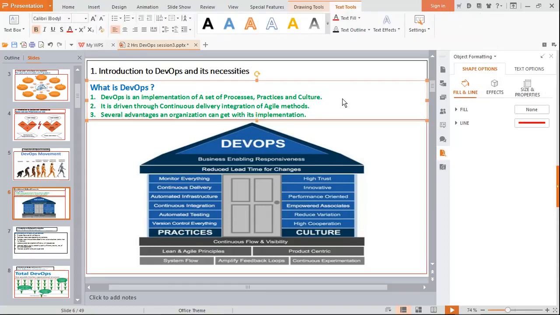How we have seen in the hut diagram, how we understood it, practices, culture, how DevOps can be there, how the process can be implemented within the DevOps, and what is the definition. Now we'll move forward to the next slide.